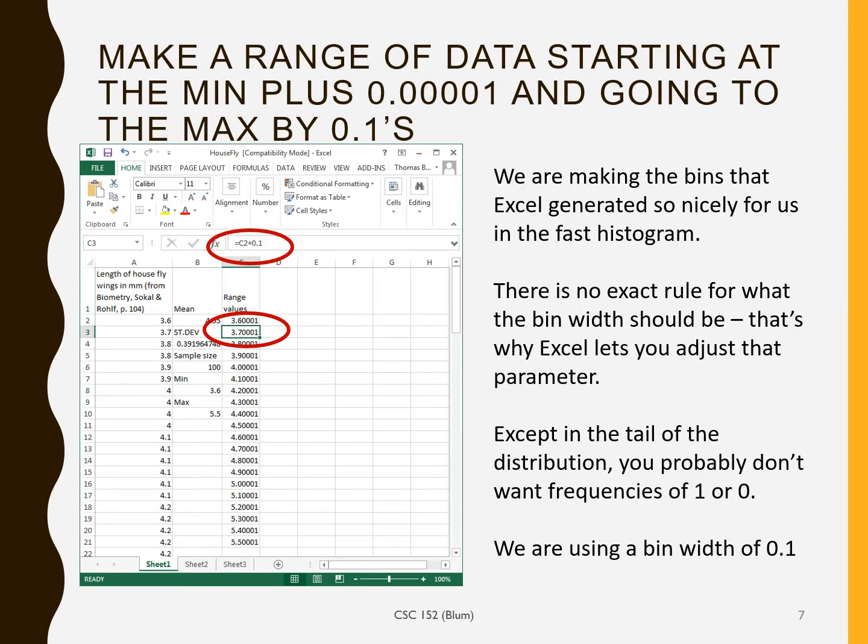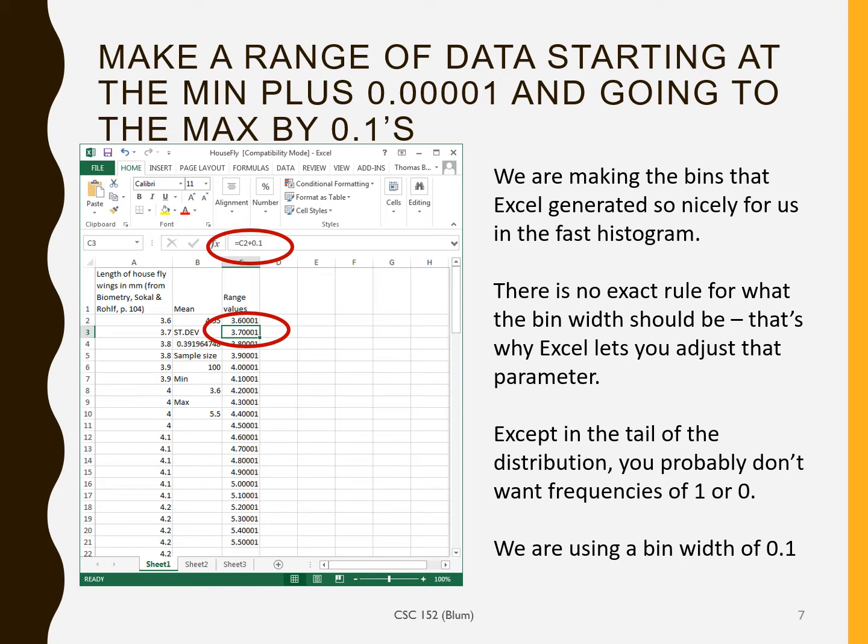Before, we had Excel choose bins for us, but now we're making them for ourselves. A bin is a little sub-range, but here we are just telling you the highest number in the range. And to deal with the issue of whether 3.6 is in the bin, we make the bin go up a little bit higher. That's why it's 3.60001, so that there's that little bit of extra to ensure that the 3.6 data point ends up in that first bin.